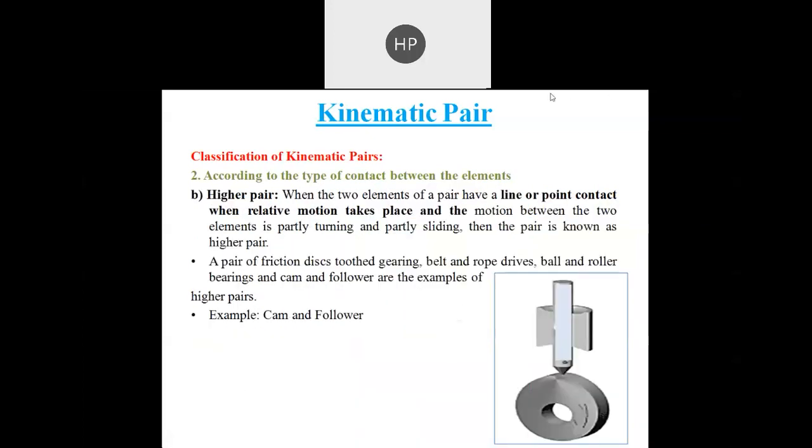And higher pair, when we have a line or point contact in a pair, then it is termed as a higher pair. Okay, so the example is the cam and follower. Okay, so when the follower is rotating on the cam, it has only a point contact, and all around it has a line contact. Okay, so that's why it is termed as a higher pair. So this is according to the type of contact.